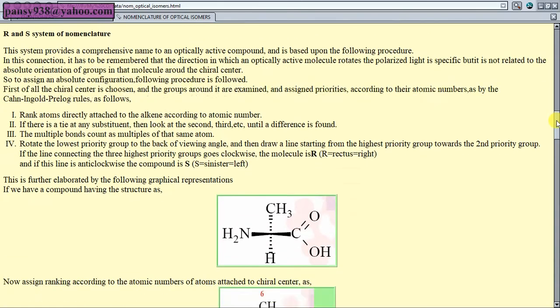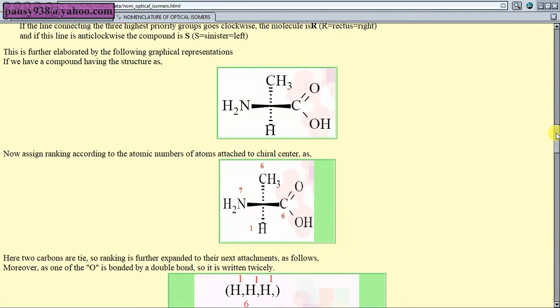For example, in this case, we have a compound where this is the chiral center of the molecule, the only chiral center in this molecule. Now we have to assign the ranking of the substituents attached to this carbon. You see that there is a hydrogen, a carbon, again a carbon, and a nitrogen.